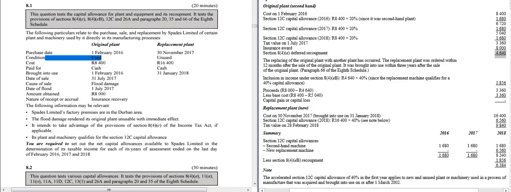Okay. So this old asset, which got damaged, we replaced within a period of 12 months. So we actually replaced it within a 1 month period after the damage, and we replaced it with a new asset, and it was also brought into use within 3 years. So that's according to paragraph 66 of the 8th schedule. We may claim whether we made a capital gain or loss.